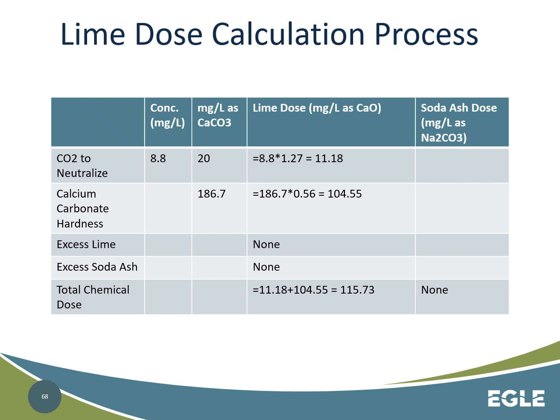Finally, we add up all our lime doses in consistent units to get us a final dose of 115.73 milligrams per liter as quicklime.